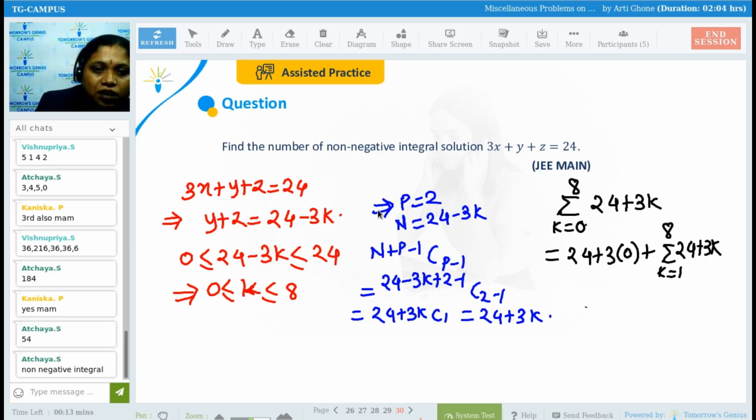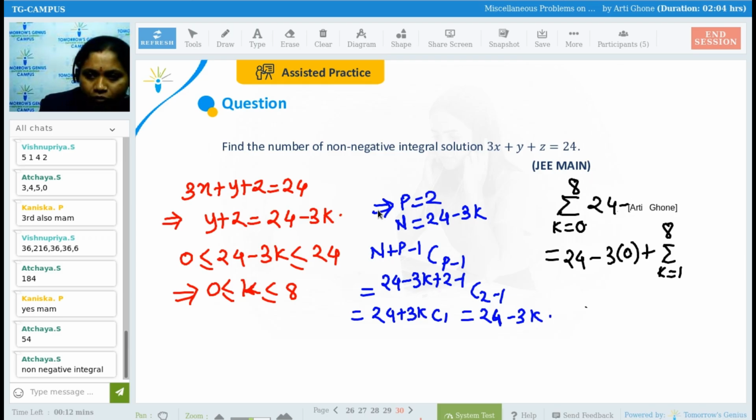Oh, sorry, it's minus 3k. There is a big mistake in writing. It's a minus 3k. So it's 24 minus 3k. Solve it. You will get the answer. Try to solve and tell me the answer. With the summation series, we are solving this question. 24 minus 3k. Here also it is minus. Just do it and tell me the answer.